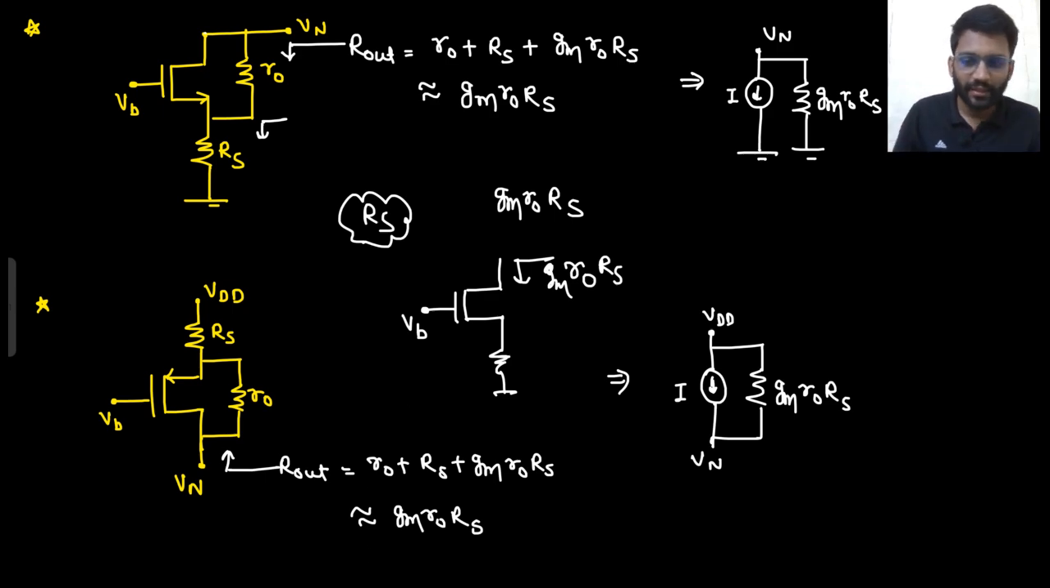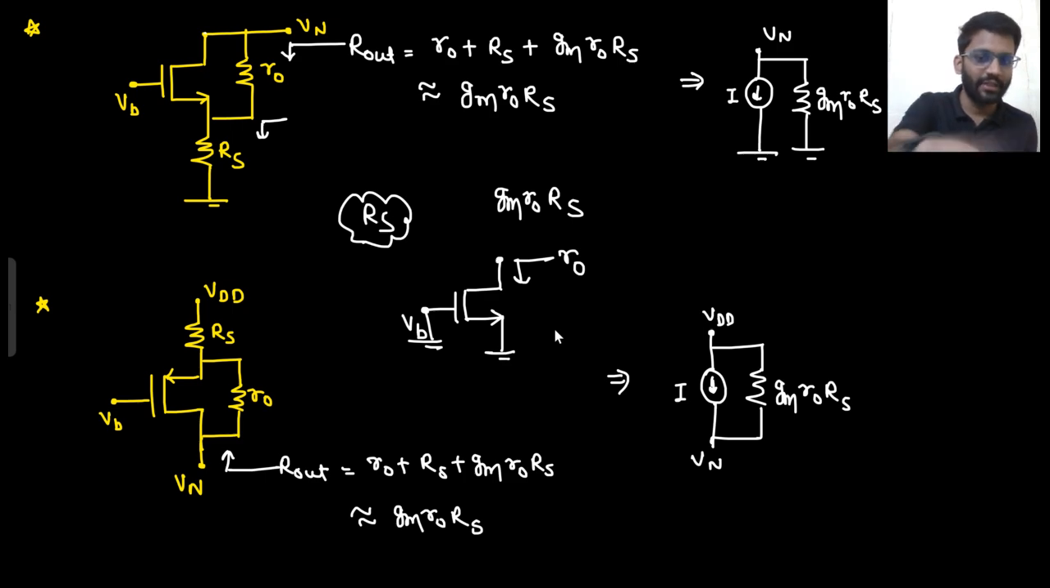So simply you are replacing your Rs with this MOS. That's it. So from here, what will be the impedance? If you look from here, what will be the impedance? This VB will be shorted, so this VGS is gone. So only impedance is r0. So you have replaced your Rs with r0. Say yes or no. Right?